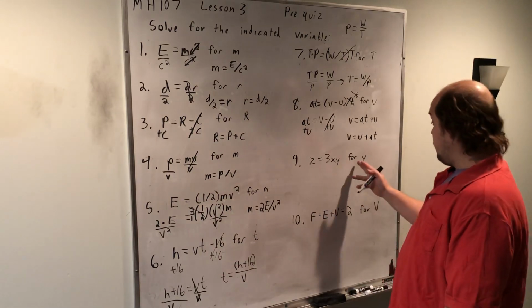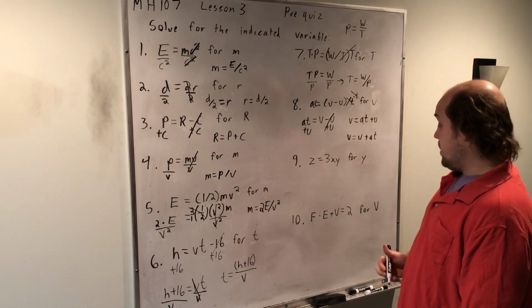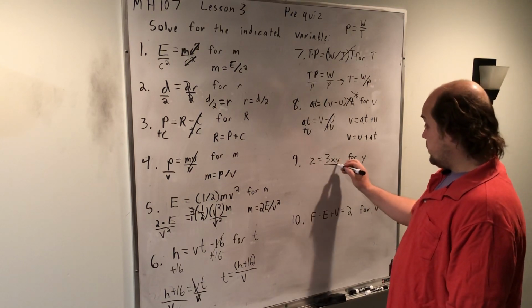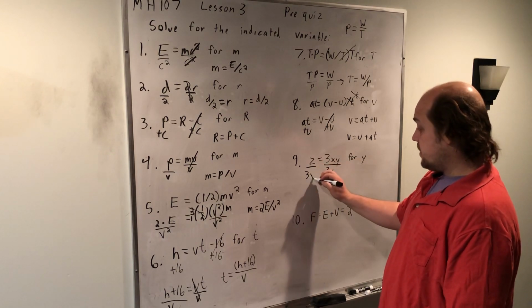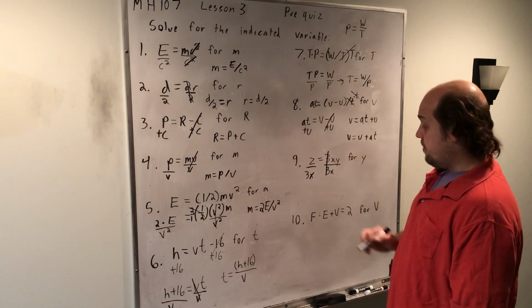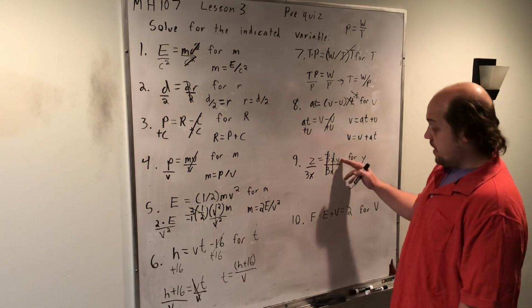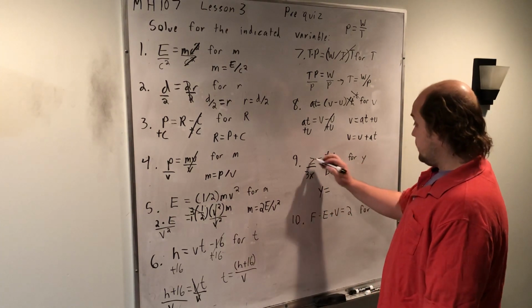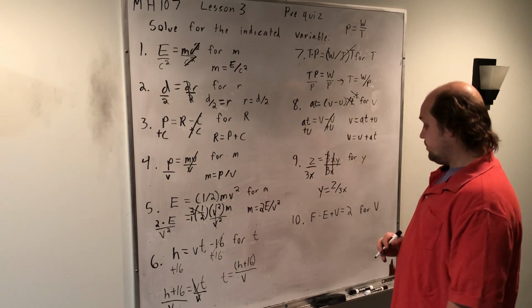In problem 9, we're asked to solve for y when we have z equals 3x times y. In order to undo multiplication, we divide. So since it's being multiplied by 3x, we're going to divide each side by 3x. On this side, the 3 being multiplied and divided goes away, the x being multiplied and divided goes away, and I'm just left with this y. So I get y equals z on top being divided by 3x.